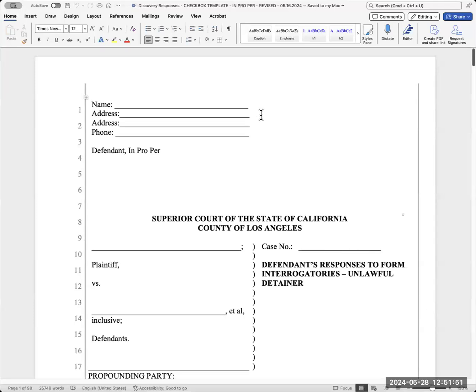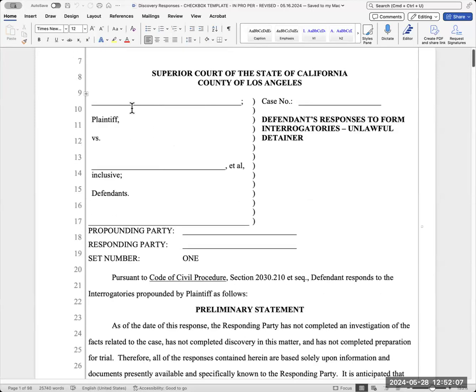So this is what we call the checkbox template. And it allows you to fill in the caption, just like we previously discussed. The person who's responding to the specific requests puts their name, address, and phone number here. The plaintiff name just as it's written, with any errors or punctuation, all here. All the defendants, everyone who's named, is here. They are all the defendants named here. The case number here. The plaintiff again here.